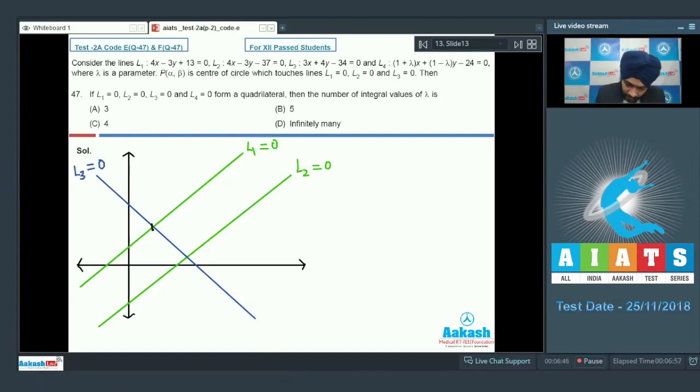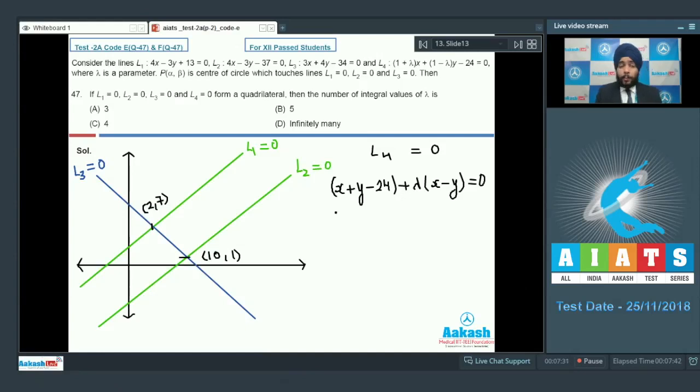The points are (2, 7) and (10, 1). Now students, L4 is a family of lines. That is, L4 equal to 0 gives me x plus y minus 24 plus lambda times (x minus y) equals 0. Okay. So that means y equal to x and x plus y equal to 24. Their intersection point is, let us say, P (12, 12).